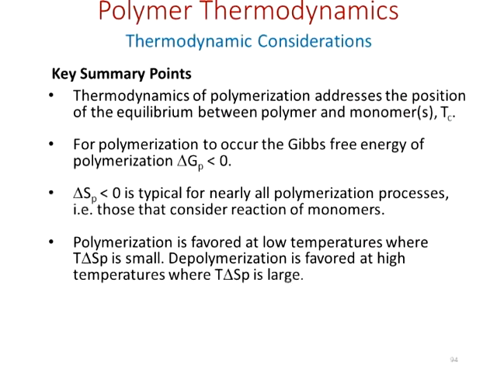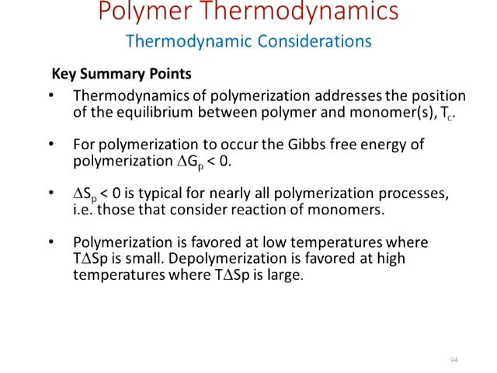So, when we think about the thermodynamics, what are some basic conclusions we can reach, and what can we basically say about the thermodynamic considerations? One of the things we can say is that thermodynamics for polymerization addresses the position of the equilibrium between polymer and monomer. And we see this when we think about the ceiling temperature.